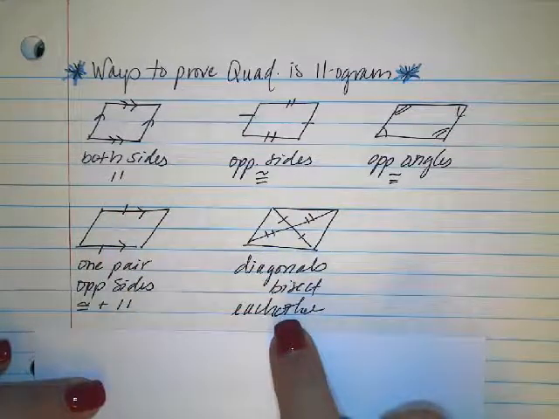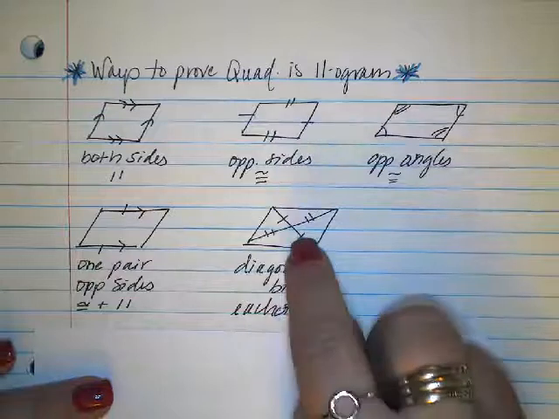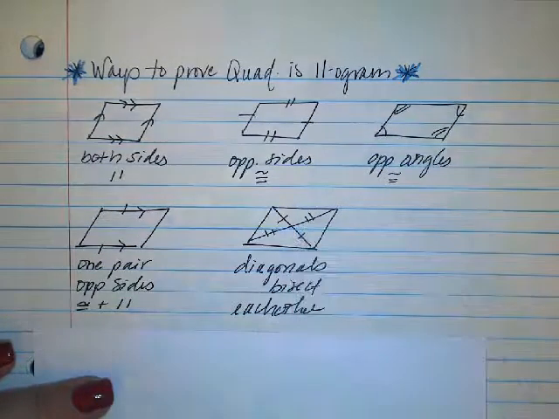And last but not least, we were working on some of these: the diagonals bisect each other, meaning that these two now are congruent and those two now are congruent, and we're able to solve algebraically.